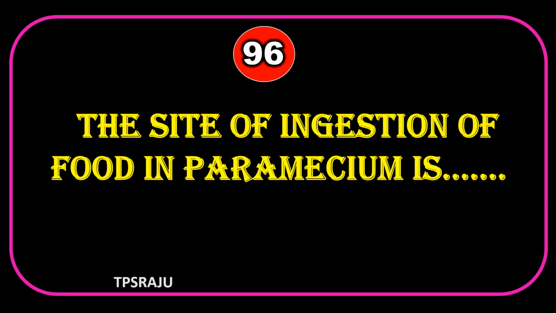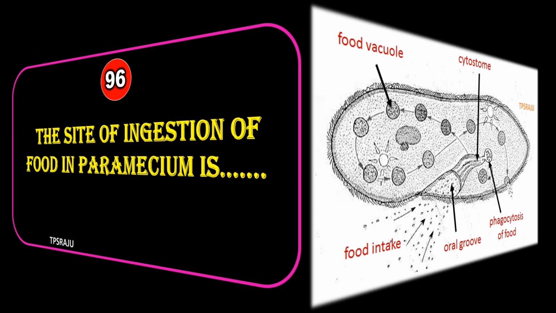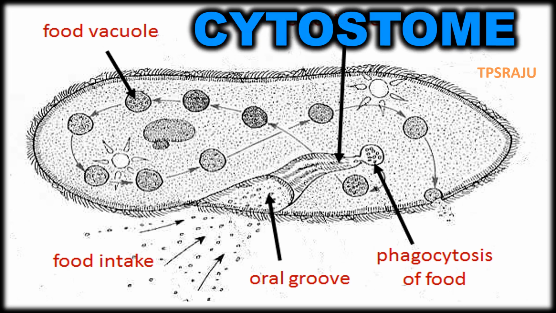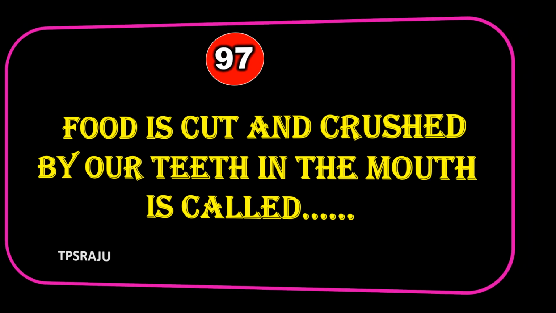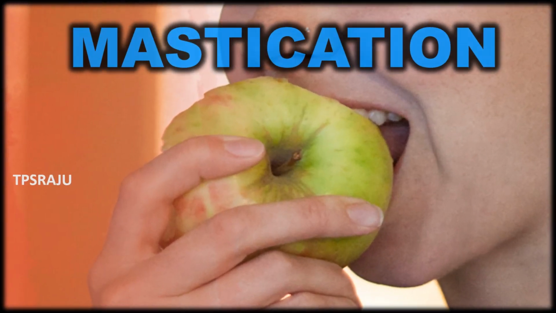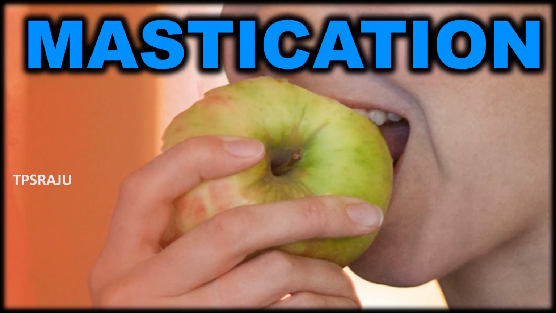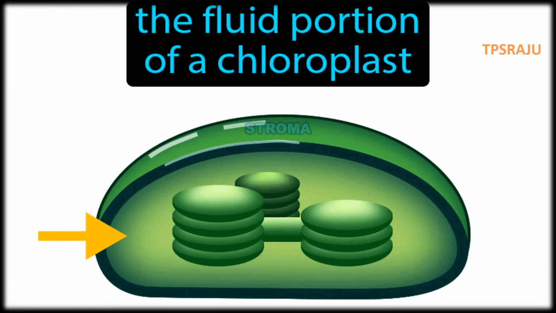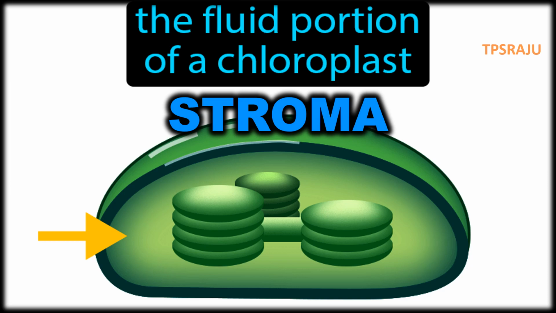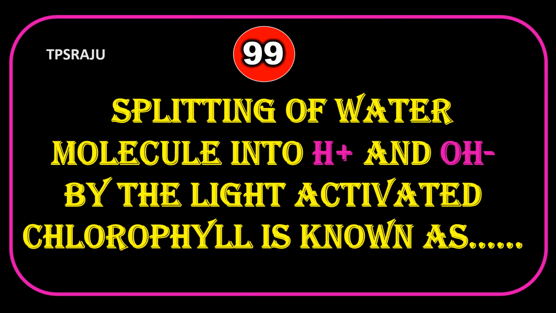The site of ingestion of food in paramecium is cytostome. Food is cut and crushed by our teeth in the mouth is called mastication. Colorless fluid present in chloroplast is stroma.